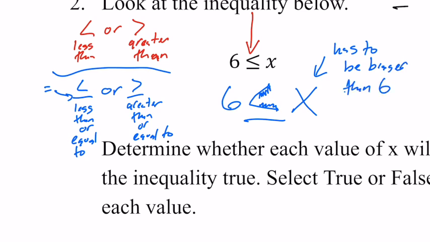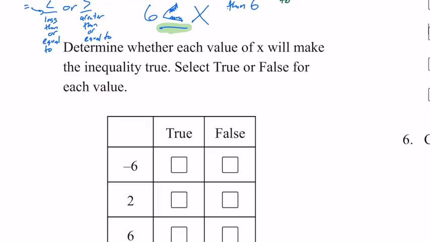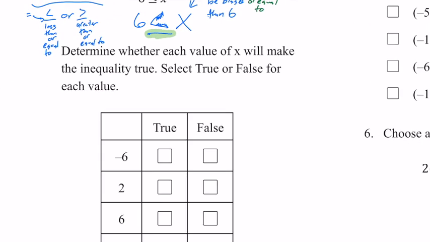But here's the kicker. I also have that line. So it can't just be bigger. It can be bigger or equal to 6. So that's how we're going to read this, right? So if I put in a number, which one of those will work out?